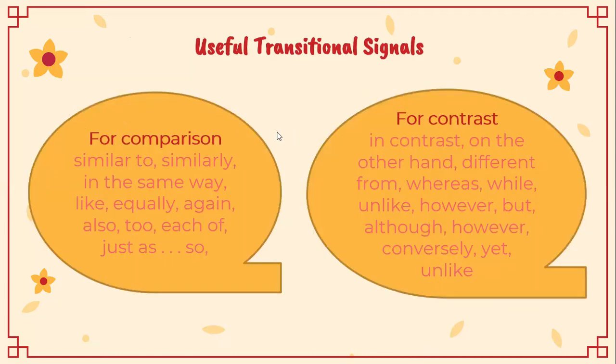Before I go on with the example, let me remind you of the useful transitional signals. For the comparison, please, guys, you have to keep them in mind: similar to, similarly, in the same way, like, equally, again, also, too, each of, just as, both, so.